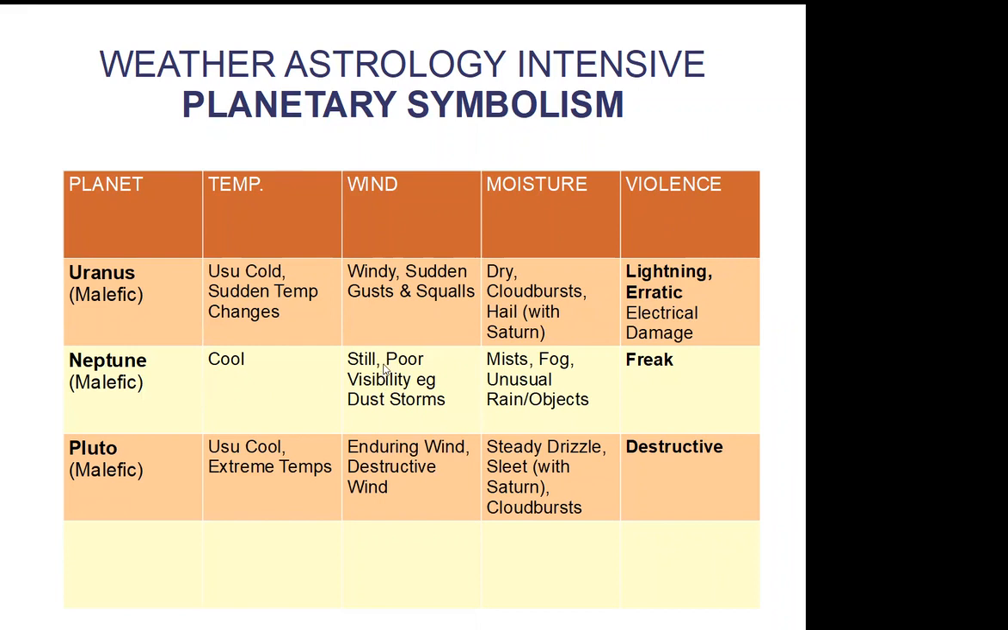Think of that sea mist that we often associate with Neptune and the not seeing so clearly in natal. Here we have dust storms in wind-wise. Moisture-wise, we're looking at mists, we're looking at fog, raining unusual objects, like when a wind passes over the sea, picks up frogs or fish or whatever, and it rains them out somewhere else. And it's generally with freak weather.